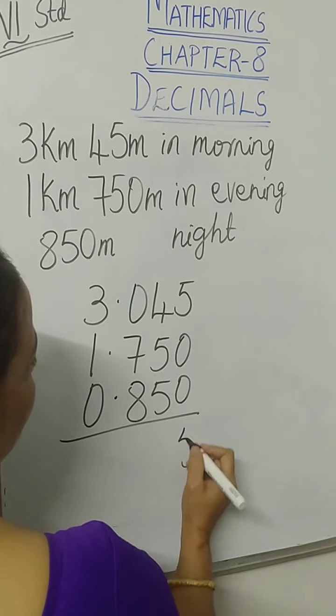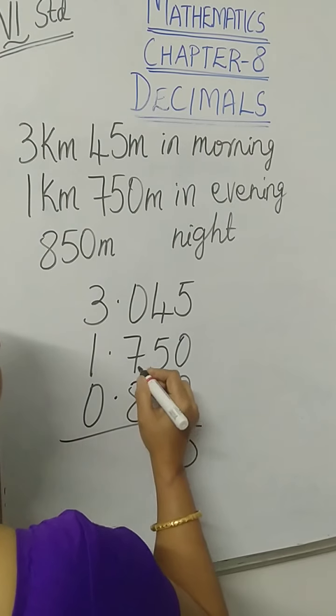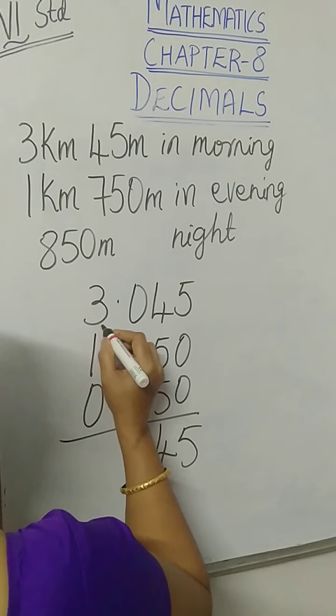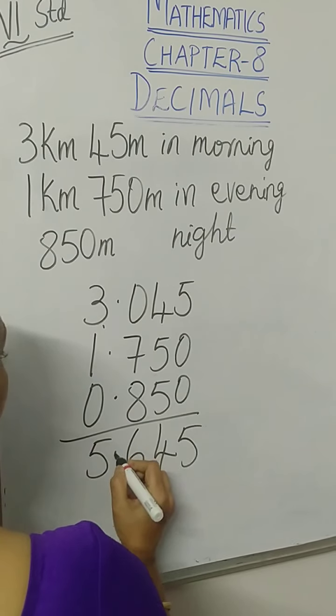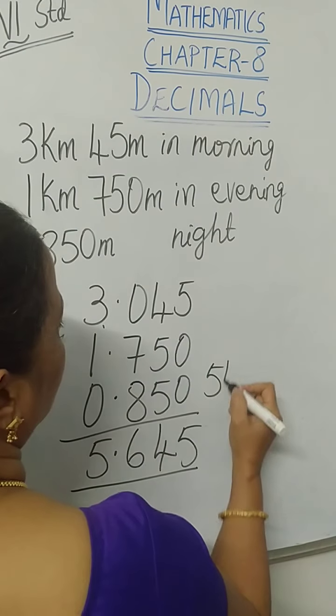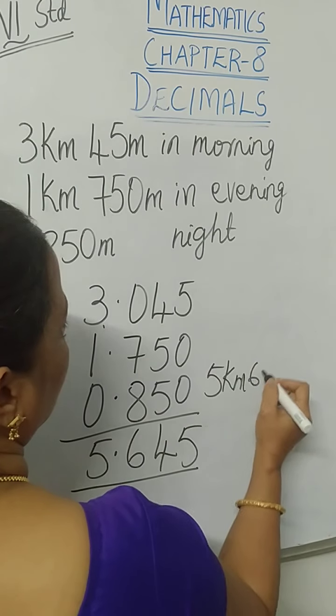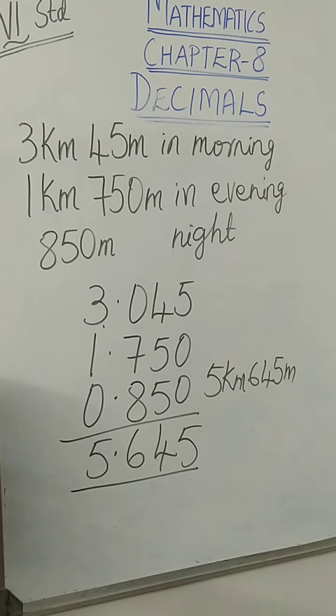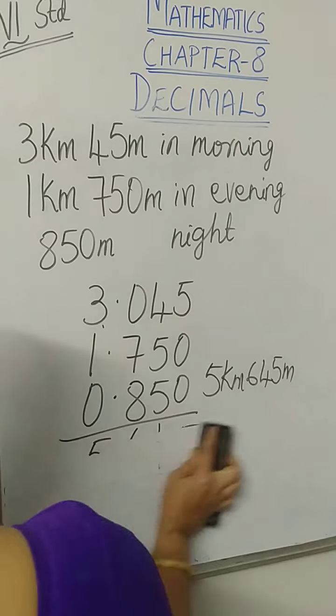Now you can add this. It is 5. Here it is 14. And it is 16. 6, 1 carry here. So it is 5.645. That is 5 kilometer and 645 meter. The person has walked for 5 kilometer and 645 meter. Okay. So this is the example for addition.